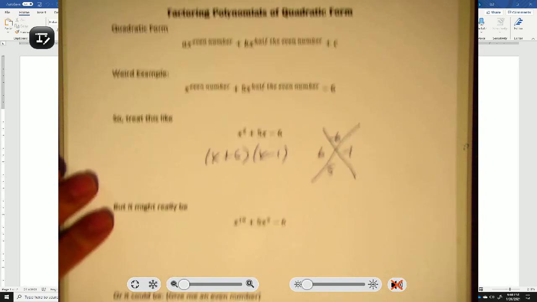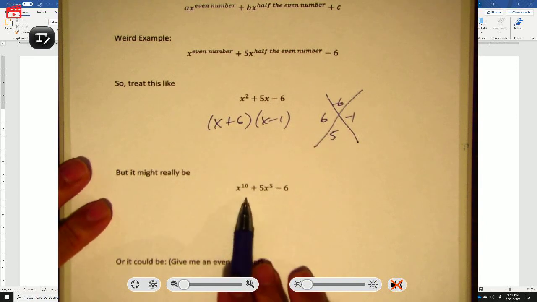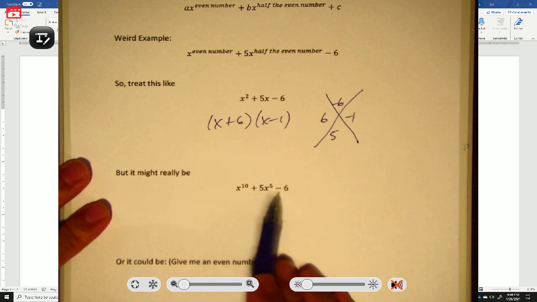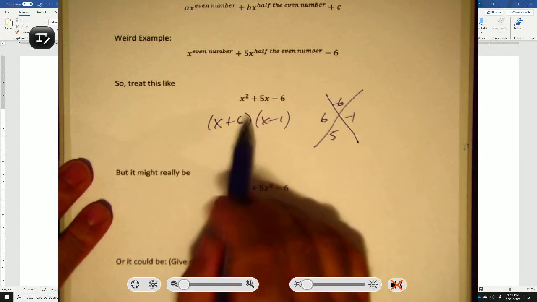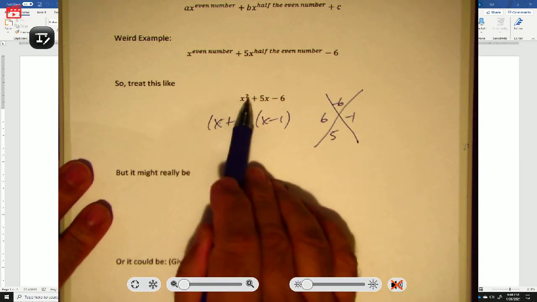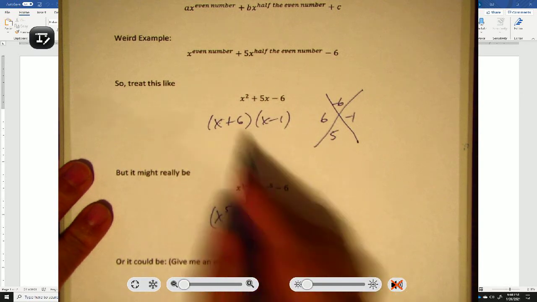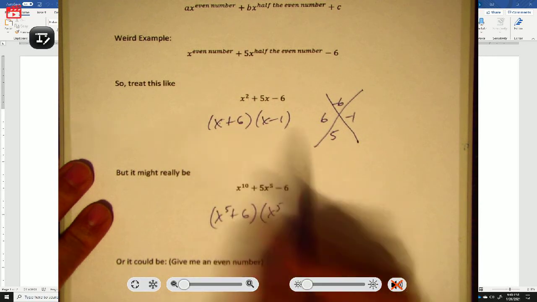Now, the quadratic form is going to look like this, right? 10 is an even number, and 5 is half of 10. So it's x to the 10th plus 5x to the 5th minus 6. But you're going to treat it just like this one. So here, x to the 5th, that's half that exponent. So we take x to the 5th. We still have the plus 6. x to the 5th again. And then we have the minus 1.